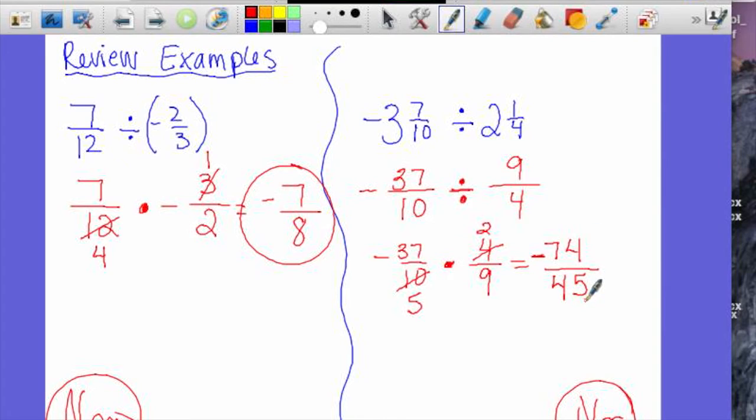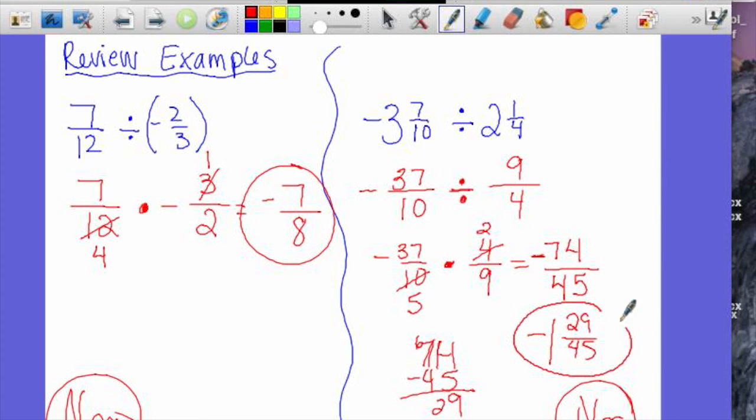And of course, this is improper, so change it to a mixed number. 45 goes into 74 one, I know for sure one whole time, but I don't really know how many extra. So I'm either going to use my fingers and toes, or I'm just going to go over here and do a subtraction problem. 74, take away one whole is, let's see, borrow. 14 minus 5 is 9. 6 minus 4 is 2. So it's 29 extra. So it's negative 1 and 29/45ths. Okay, go ahead and start your homework.